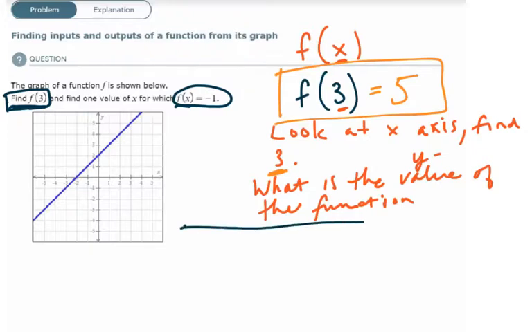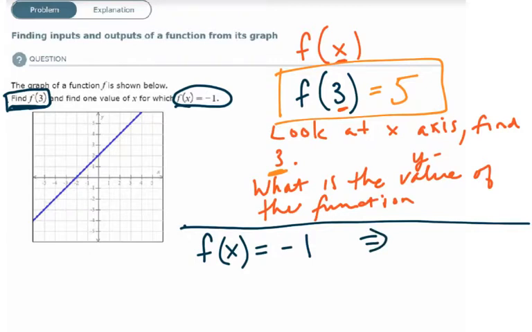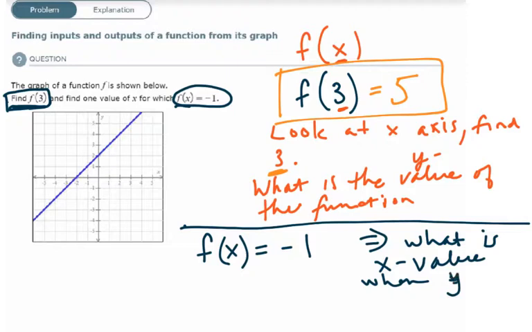For the second part of this question, they're asking us to essentially do the opposite. They're asking us to find when f of x is equal to -1. You could also think of this as saying, what is my x value when y, or f of x, is equal to -1.